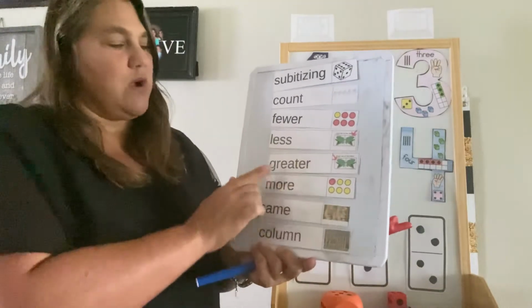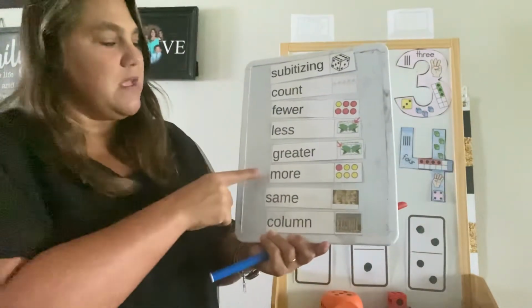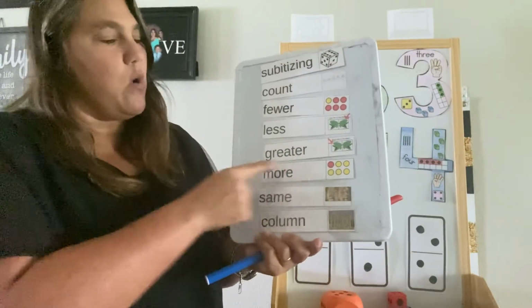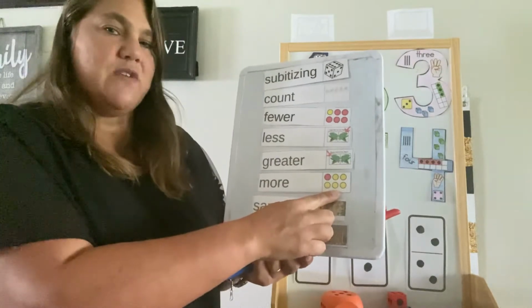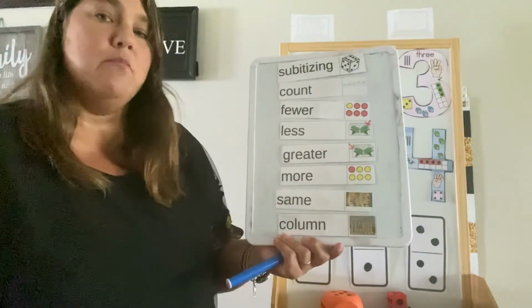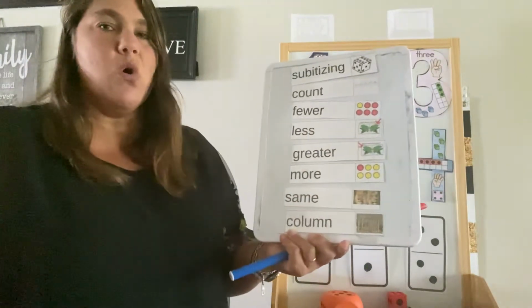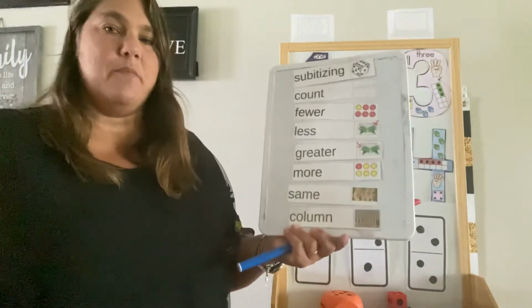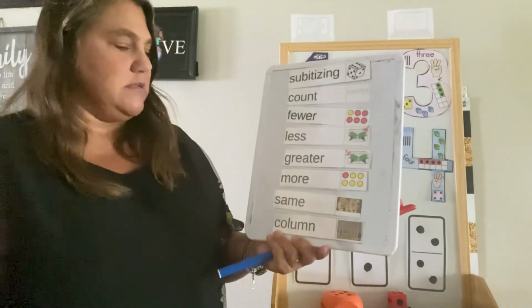The next word is greater. That just means more. Just like on this one, more. Now I have 1 red dot and 5 yellow dots. Which one do I have more of? That's right, I have more yellow. It's a greater amount, and less is a smaller amount.